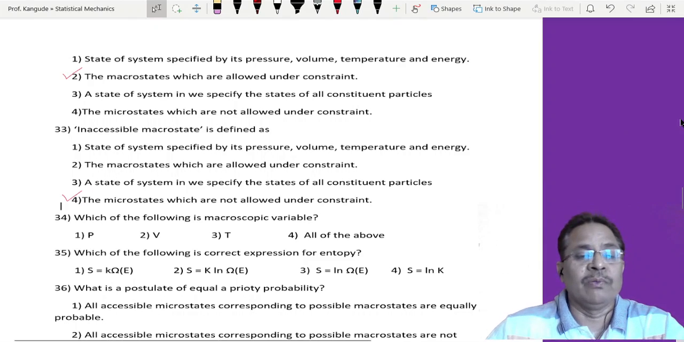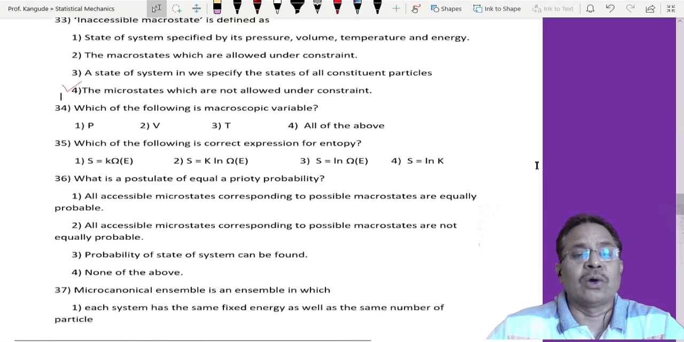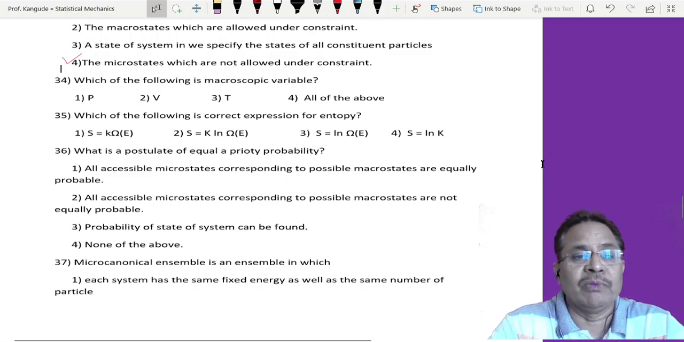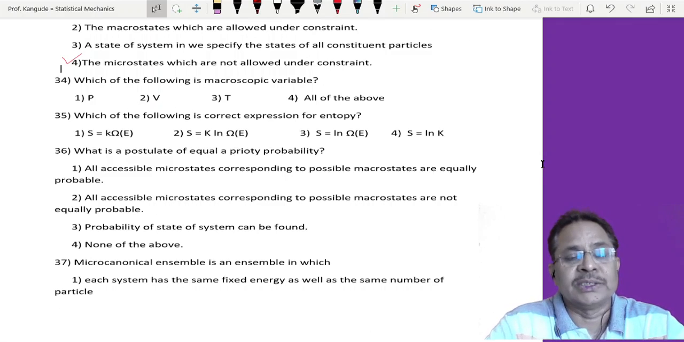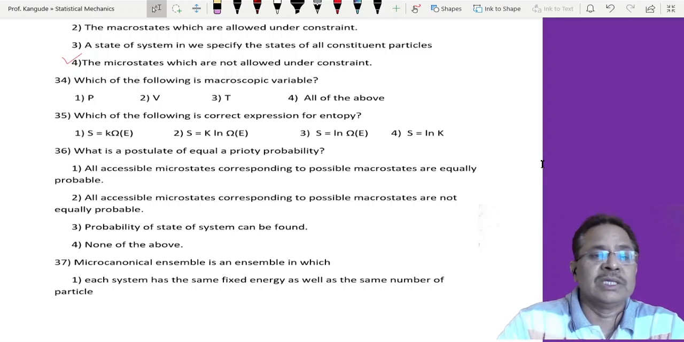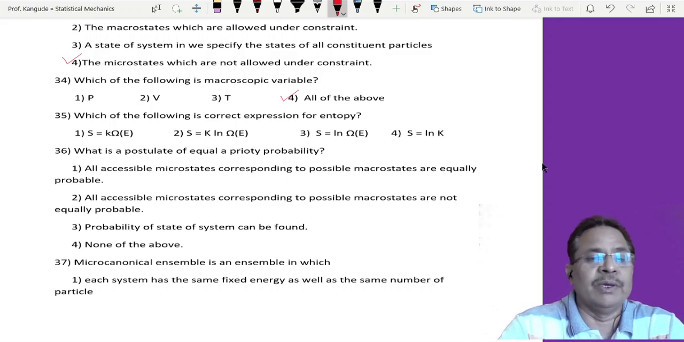Question number 34, which of the following is a macroscopic variable? Macroscopic variables like pressure, volume, temperature, and energy, entropy, etc. all these are macroscopic variables. So therefore question number 34, option 4 is correct, all of the above.